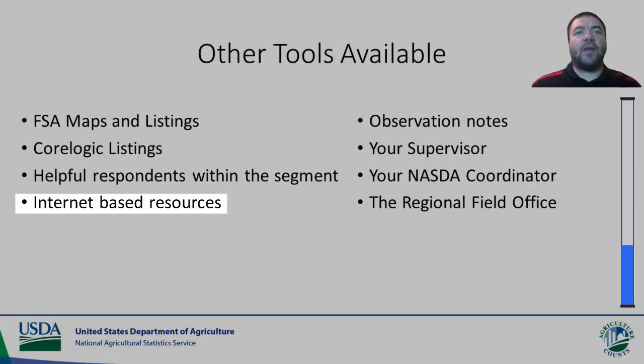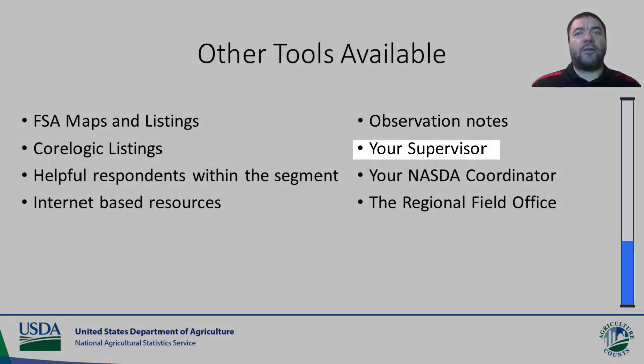Online resources can help to identify owners, operators, or residents within a segment. Information from your observations, perhaps a name on a mailbox or a sign with the farmer's name at the end of the driveway, can also be a great way to identify a potential respondent.